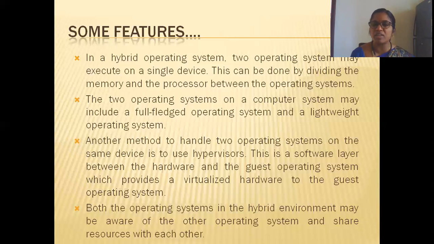And the last and final point: both operating systems in the hybrid environment may be aware of the other operating system and share resources with each other. One operating system knows that it is connected with another operating system. So a single processor, RAM, and IO devices must be shared among both of them.